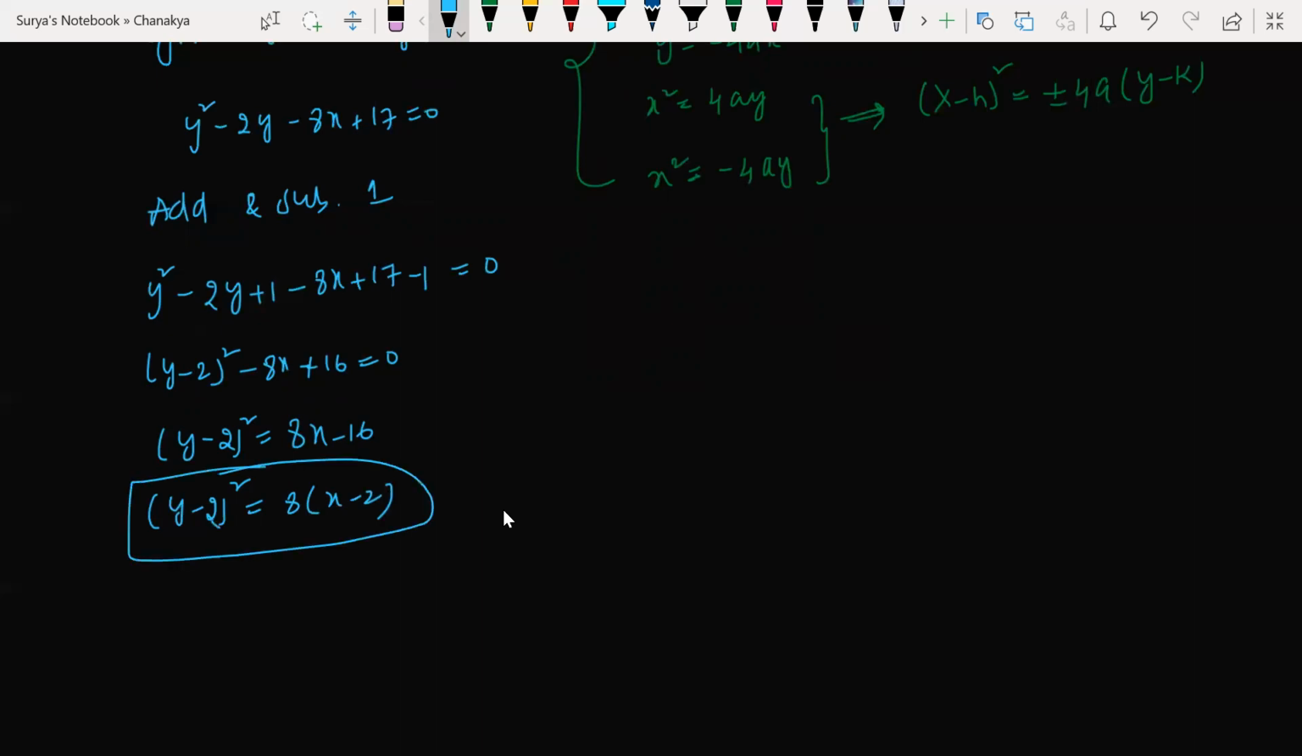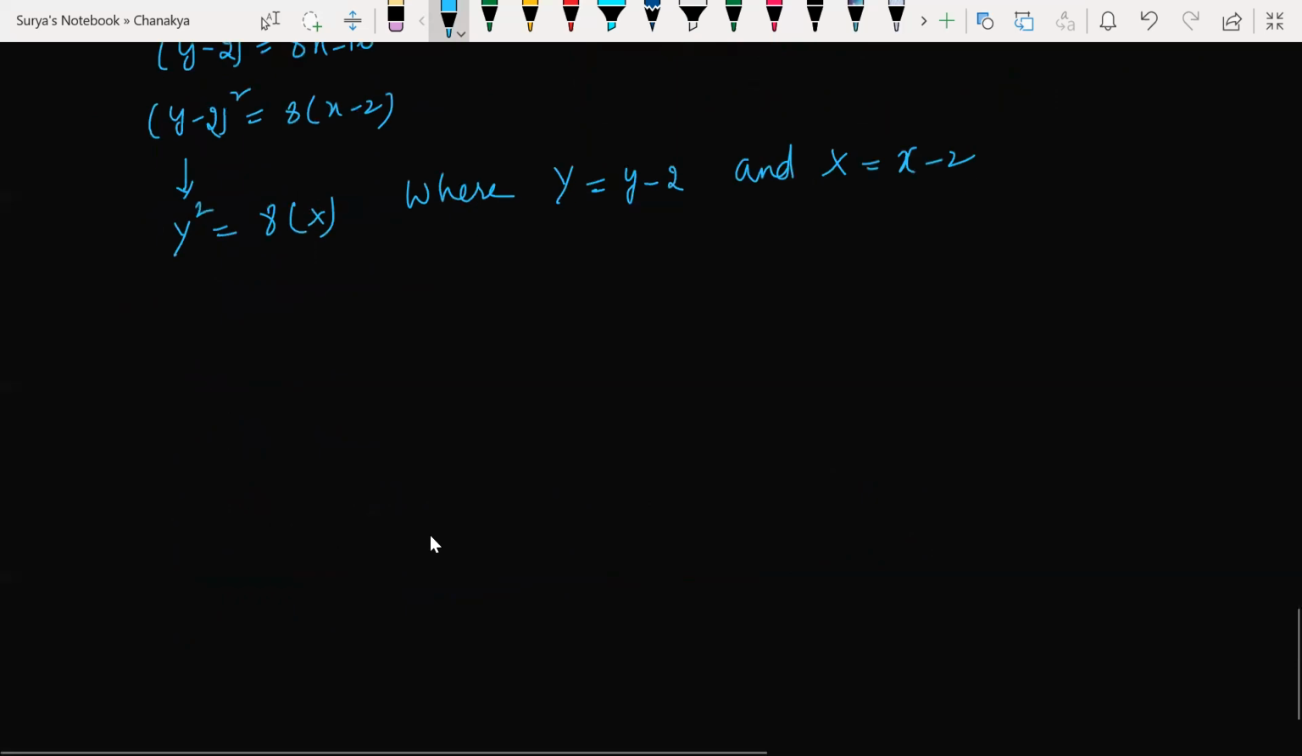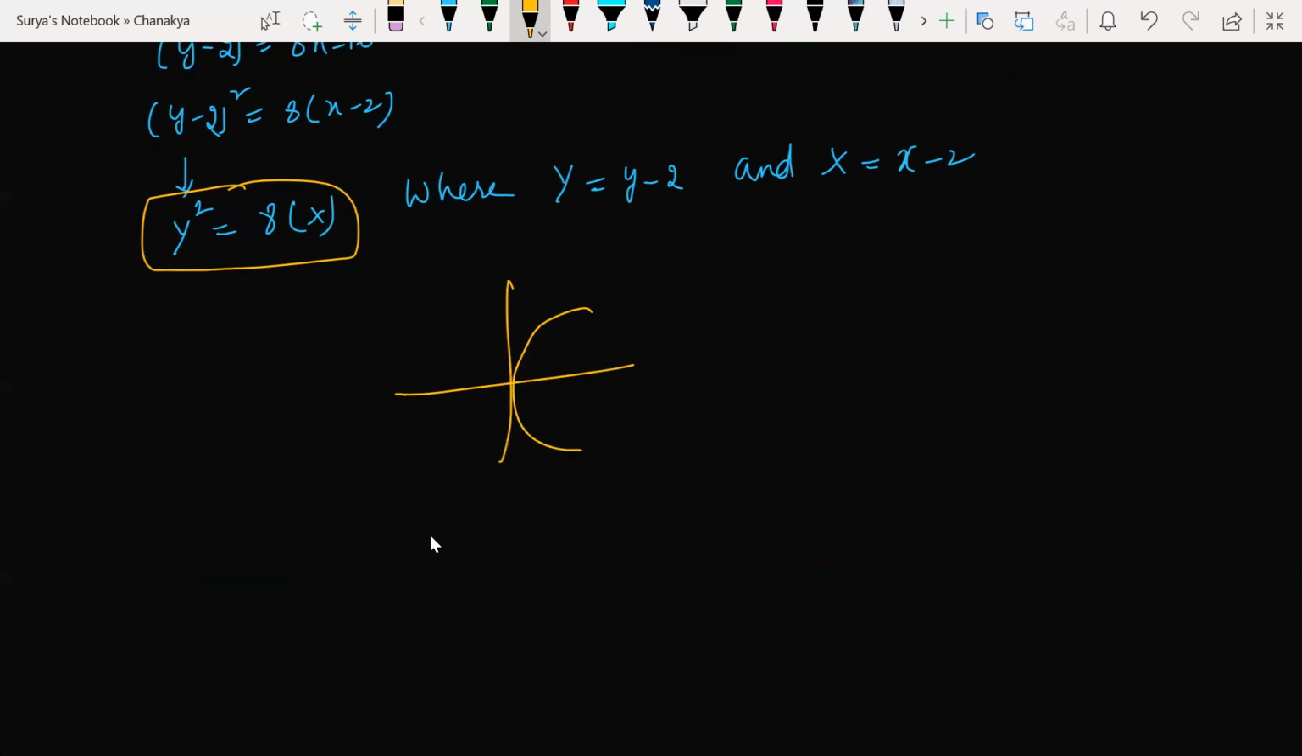Now can I compare? This is looking somewhat like a standard parabola, somewhat not standard. Now can I say small y minus 1 as capital Y, and small x minus 2 as capital X? Now isn't it looking like a standard parabola? Capital Y square is equal to 8 capital X. Isn't it looking like a standard parabola type? Yes, of course it is. So what type of parabola is this now? Hello, a right-handed side parabola. Am I correct? This type of parabola. Yes or no?